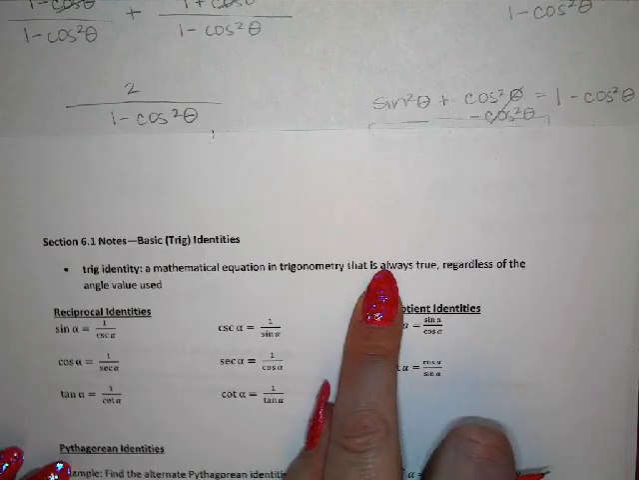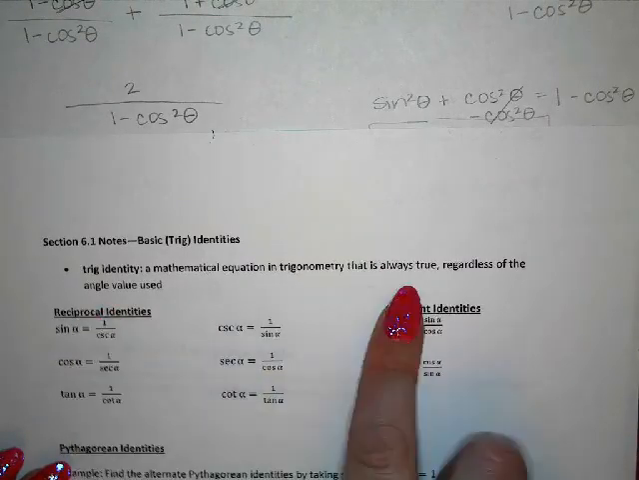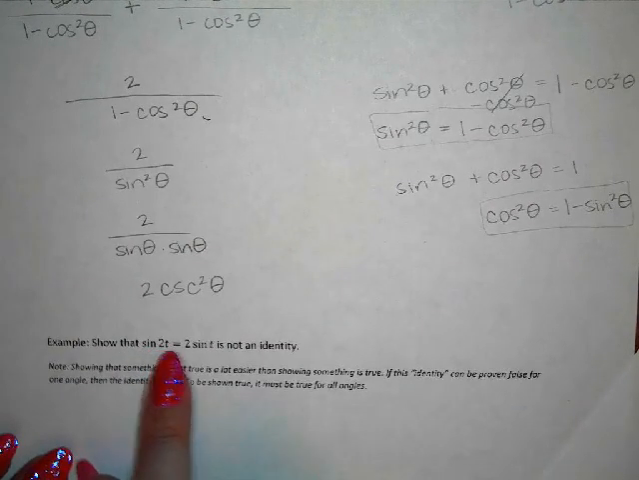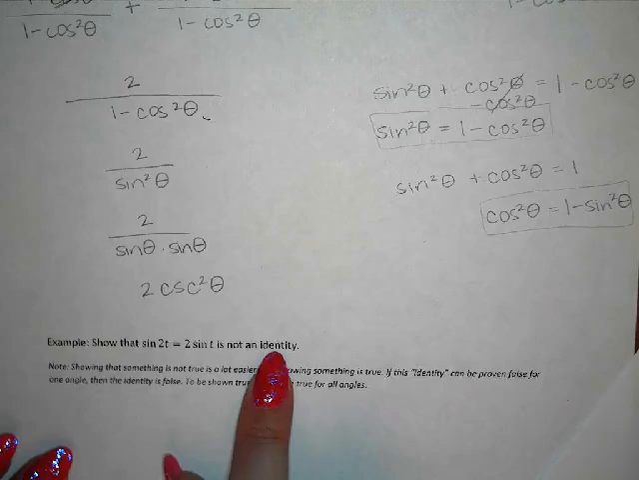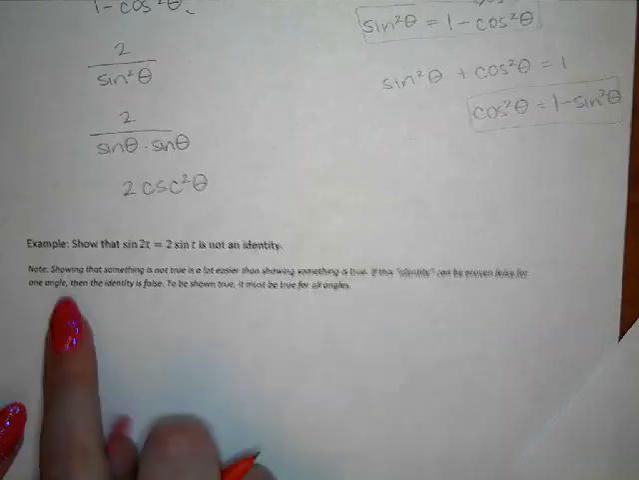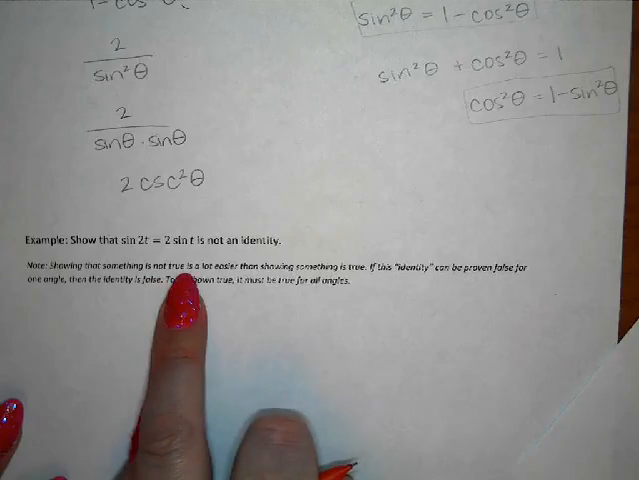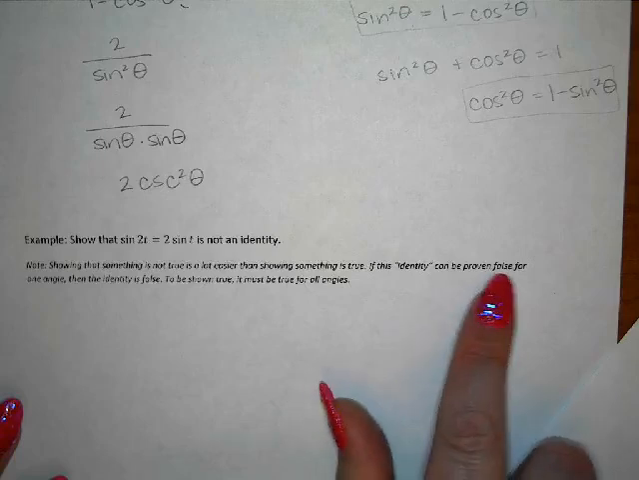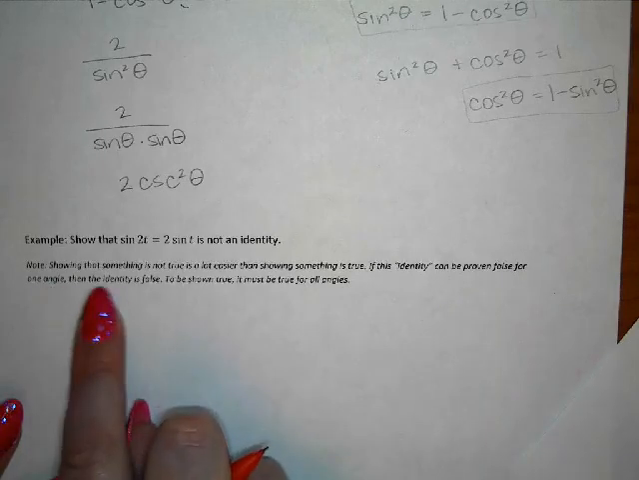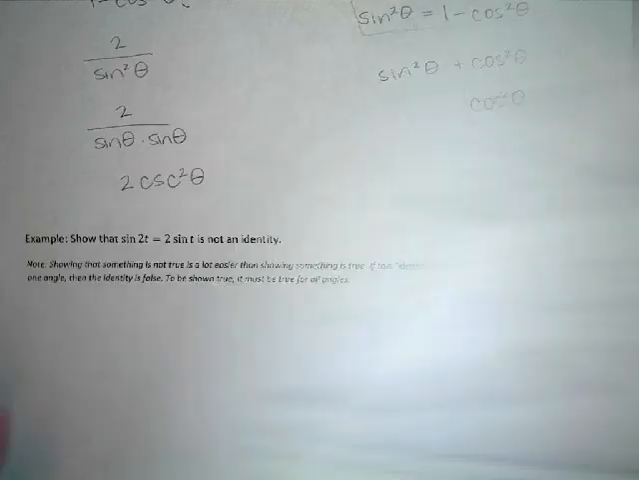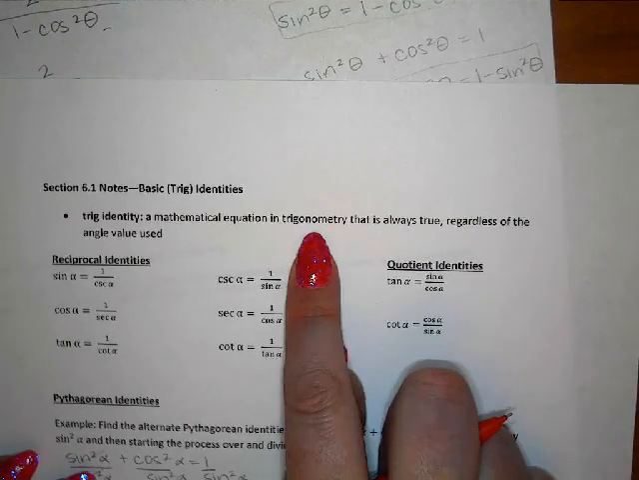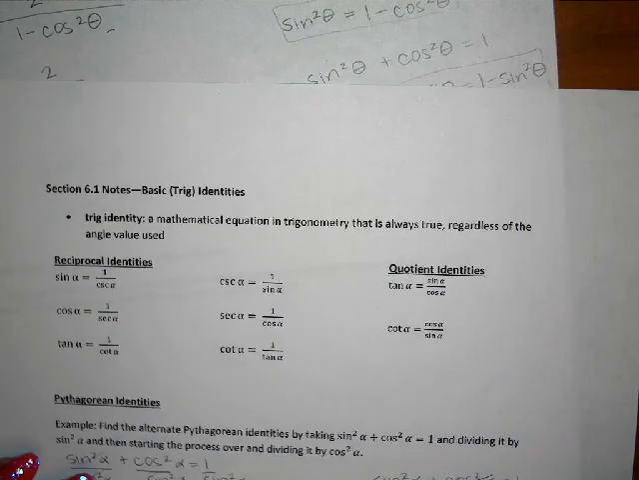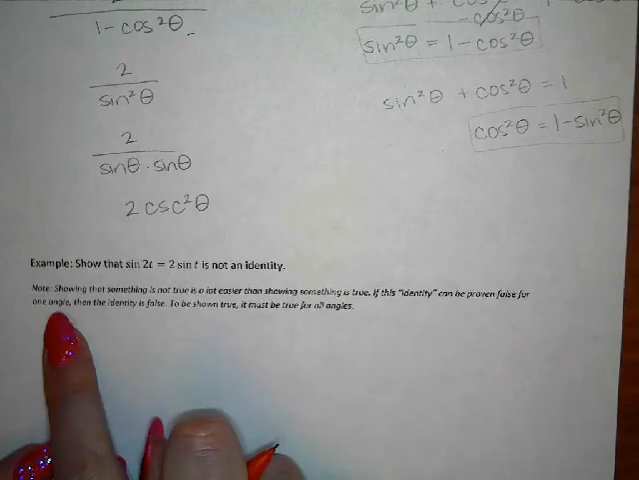Okay? So this note says showing that something is not true is a lot easier than showing that something is true. If this identity can be proven false for one angle, then the identity is false. Because like we said in the definition, for this to be a true identity, it has to be true for every single angle that you use, no matter what the angle is. So if we want to prove it false, then we should be able to plug one angle in, make sure it doesn't work, and then we can say, yep, I proved it false. If we want to prove that it's true, it has to be true for every single angle possible. And that's a much bigger ask, okay?